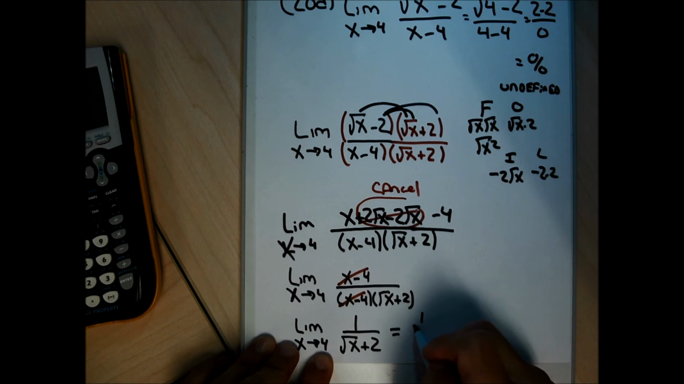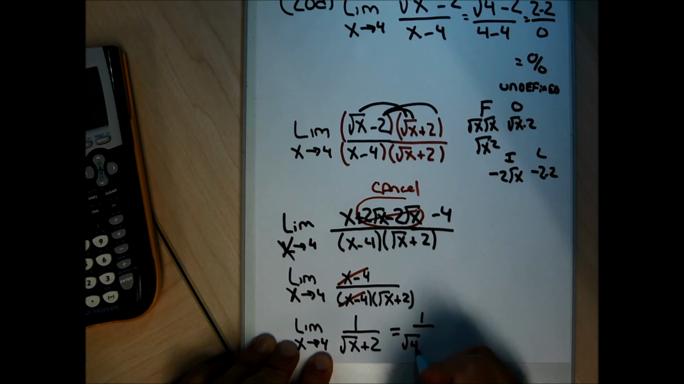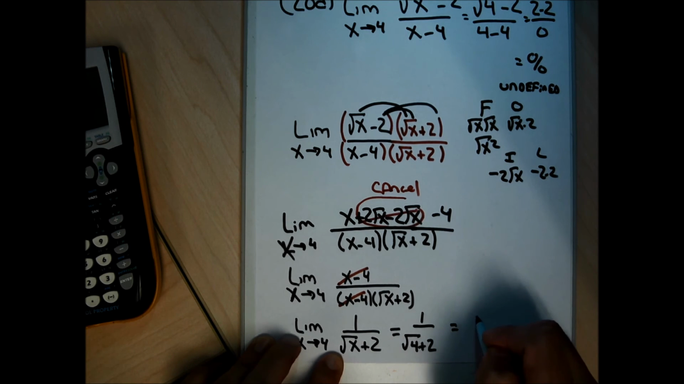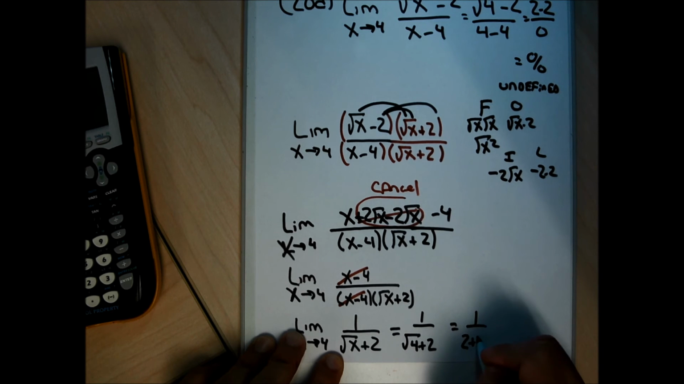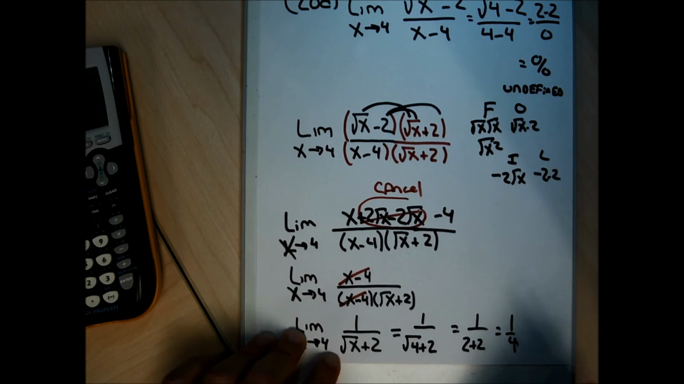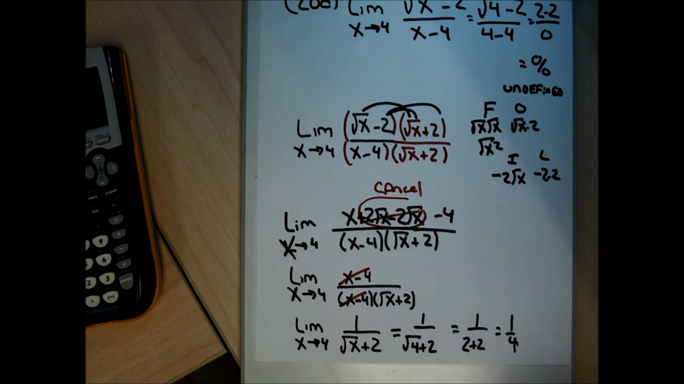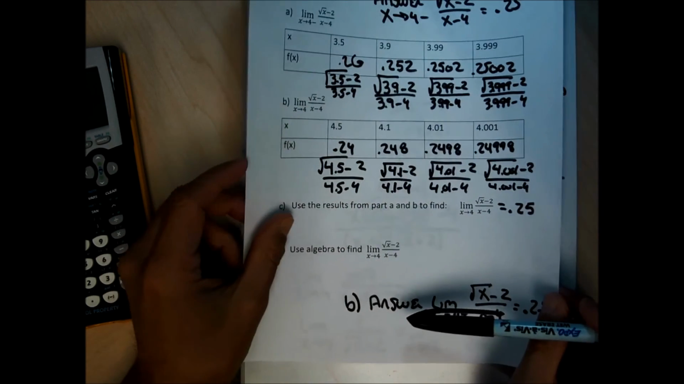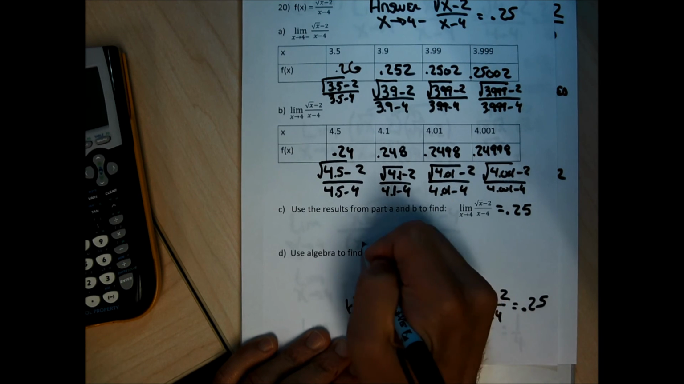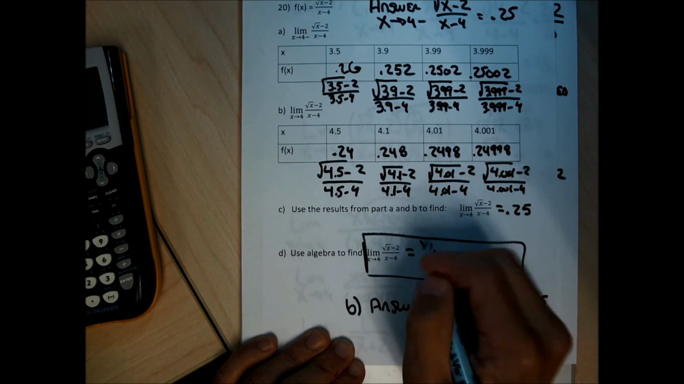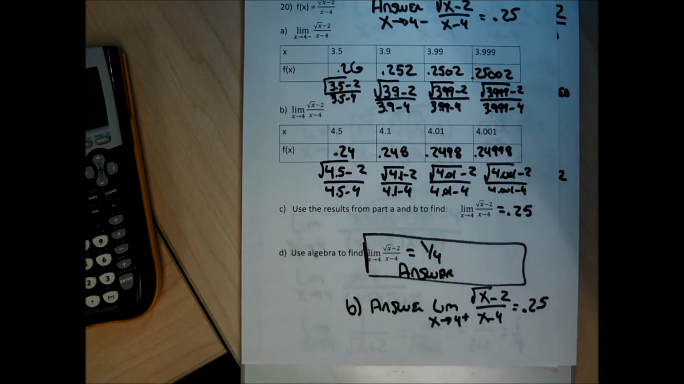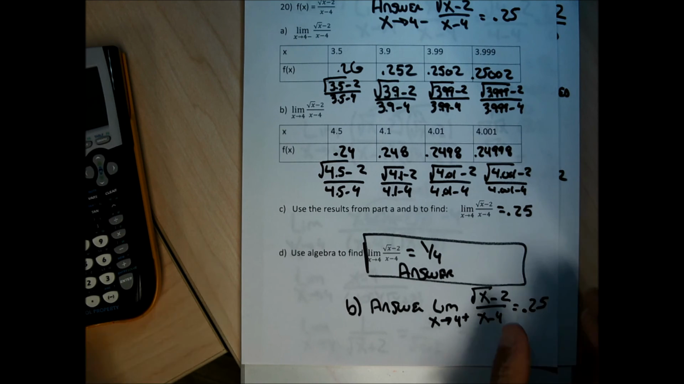x. So I'm going to get 1 over the square root of 4 plus 2. This is a good thing, because this is going to equal 1 over 2 plus 2, which is a quarter. And that is what the limit is. When I did the limits with my table and I got 0.25 for an answer, 0.25 is equal to 1/4. And for my answer to part D, because the algebra gave me the fraction, anytime I can get a fraction, I prefer it to a decimal. But if you gave me 0.25, that would be fine.